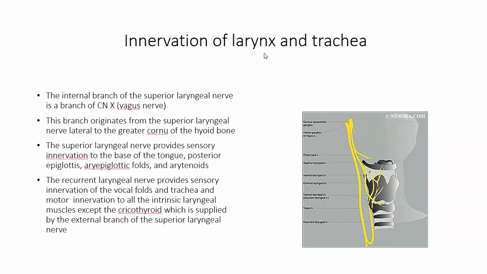The larynx and trachea are innervated by the internal branch of the superior laryngeal nerve, which is a branch of the vagus nerve. The superior laryngeal nerve provides sensory innervation to the base of the tongue, posterior epiglottis, the epiglottic folds, and the arytenoids. The recurrent laryngeal nerve provides sensory innervation of the vocal cords and trachea and motor innervation to all the intrinsic laryngeal muscles except the cricothyroid, which is supplied by the external branch of the superior laryngeal nerve.